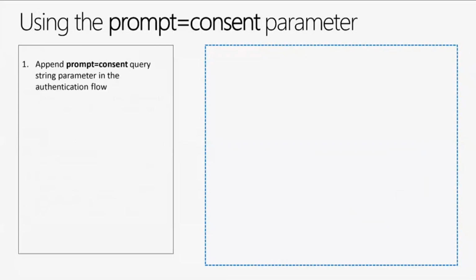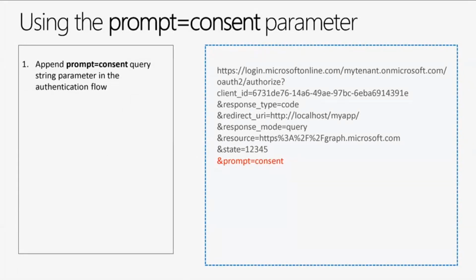How do you use the consent parameter? This is a brief summary of how the authentication request to Azure AD is made. If you're using a library like ADAL or MSAL, you don't actually make this request yourself, but these libraries provide you with a method called append extra query parameters. In this, you will add prompt equals consent.